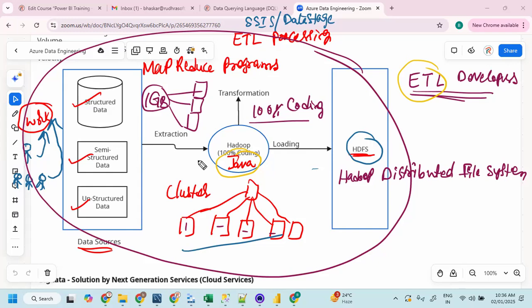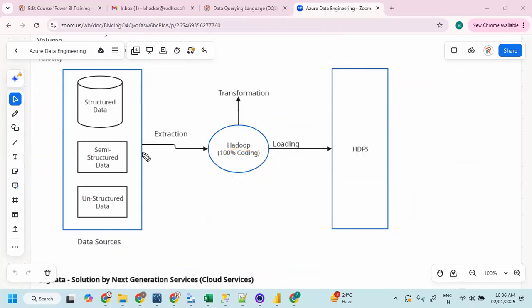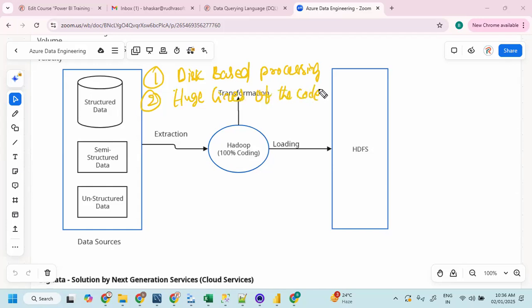Later, many ecosystem tools came on top of Hadoop to reduce the burden on the coding side. But there are still problems. Two major problems: one is that it's disk-based processing. Every transformation is going to store the data on disk, and then give it to another stage. That is one of the big problems here. Another is that you have to write huge lines of code. These two are the major problems.